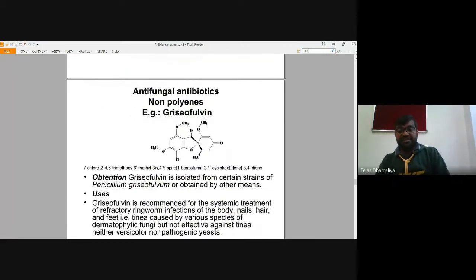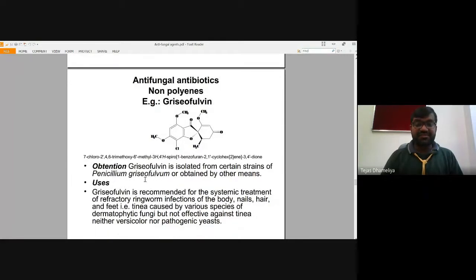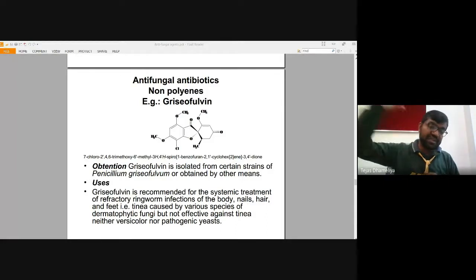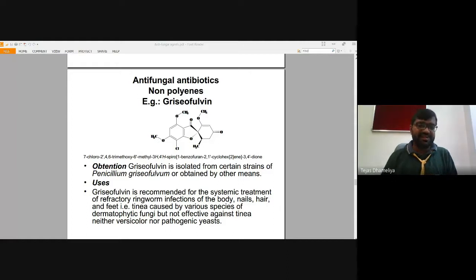Till now we have studied all the antifungal agents which are synthetic in nature, which we can synthesize in our chemistry lab. That's why they are termed as synthetic. Now we are going to change from synthetic antifungal agents to antibiotics.